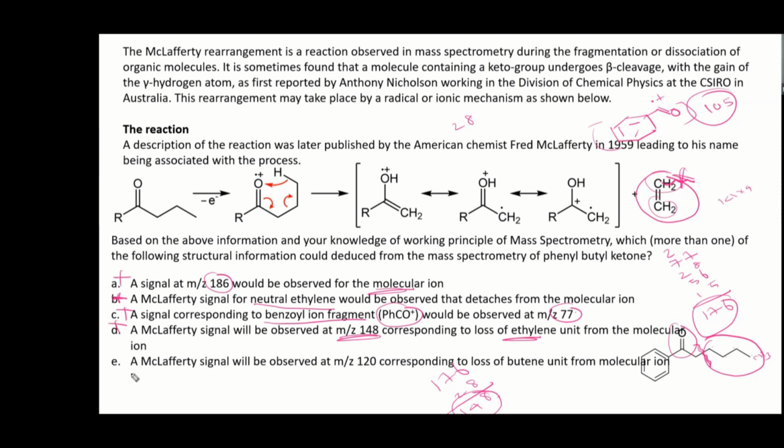Okay. Let's see. A McLafferty signal will be seen at 120, corresponding to the loss of the butene unit from the molecule, right? This will be correct. This will be the right option. So if you count for the carbons and hydrogens, that will be a butene structure. It will correspond to about 56, right? And that will be your McLafferty signal. So this is the only right option for this question, okay? For this question. So that's that.